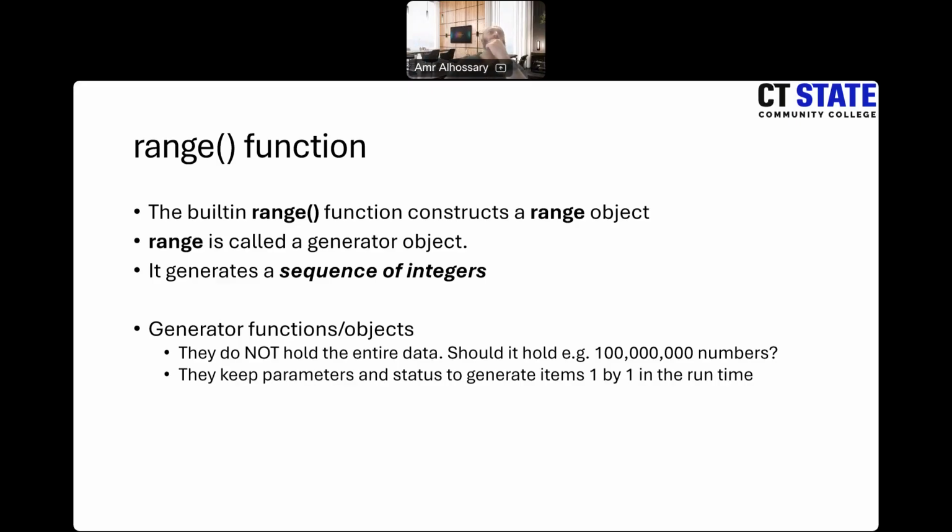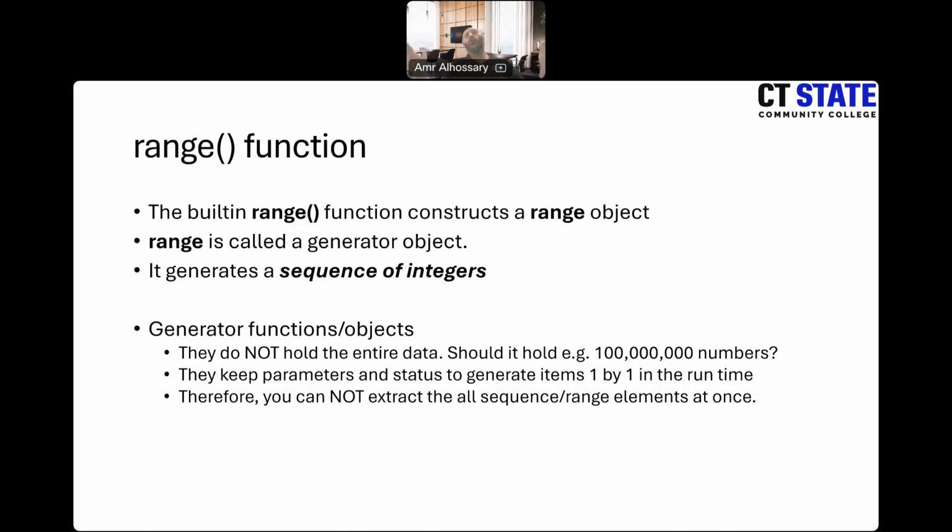Okay, this is more efficient than generating the list and iterating over it. It's called generator functions. And because the generator functions and objects don't hold the whole data in memory, you cannot extract all sequences or all the range at once.